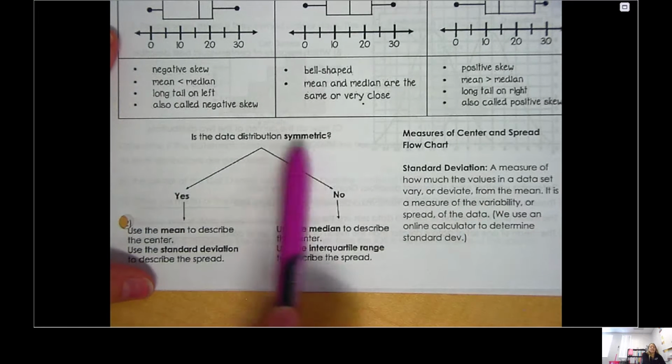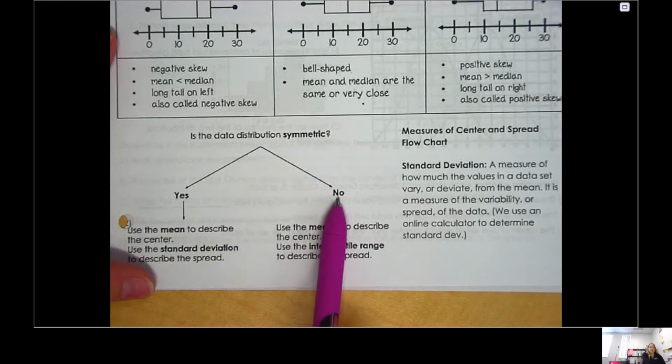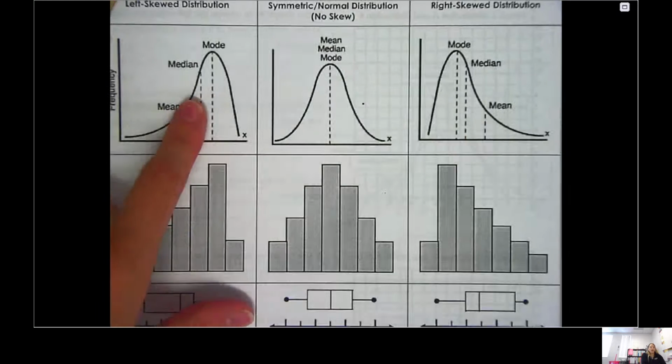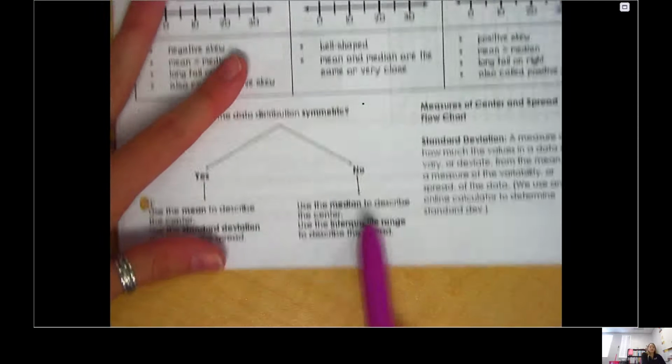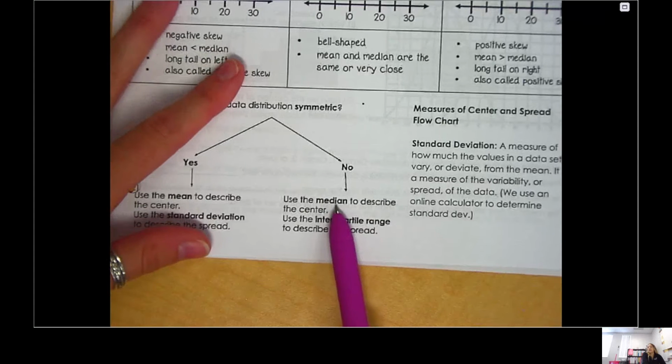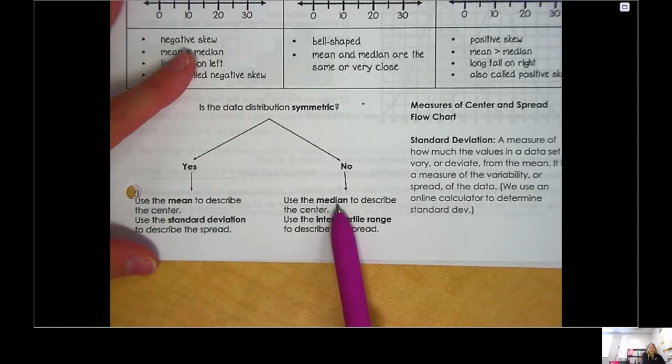If your data is not symmetric, so it looks like one of these ones where the hump is to one of the sides, the peak is to one of the sides, then you are going to use the median to describe the center, and you're going to use the interquartile range to describe the spread, which is something that we've looked at before.